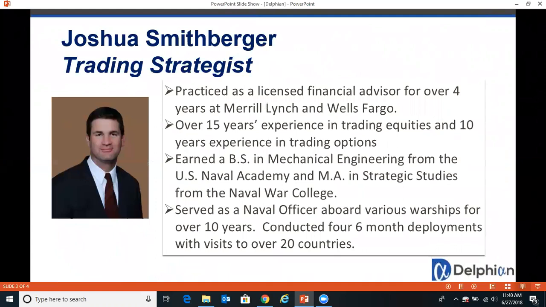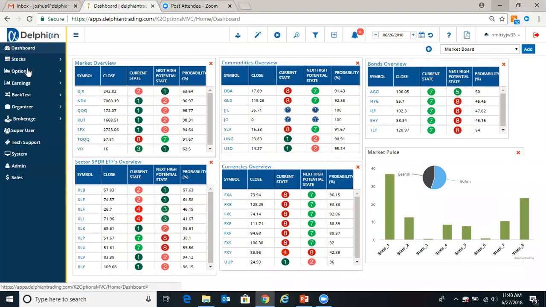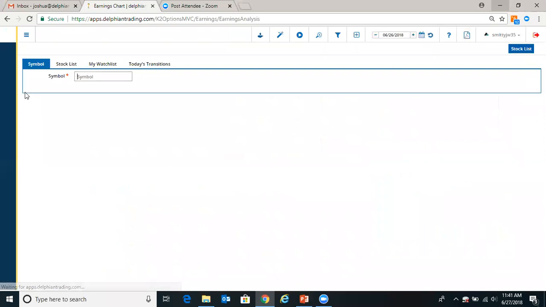In this session, we're going to go through earnings analysis. When we log in, we come to the dashboard. To get to earnings analysis, we open up the menu, under earnings, click analysis. Type in the symbol that we want to look at. We'll do Apple.